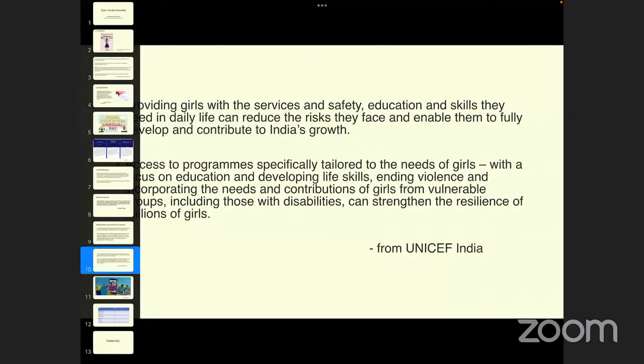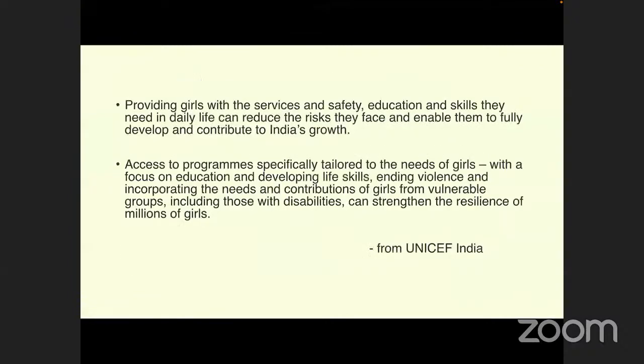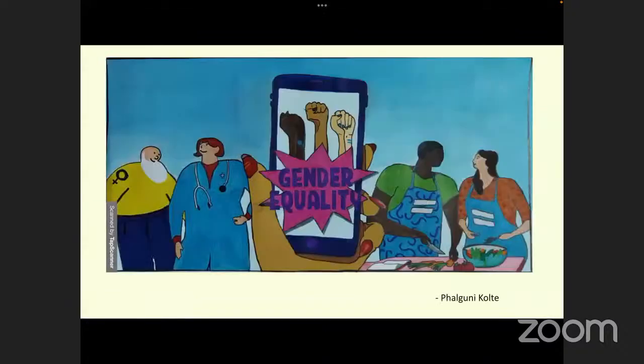So we must provide girls with the necessary services, safety, education and skills that they need in daily life so that we can reduce the risks they face and enable them to fully develop and contribute to the growth of the nation. I would now like to hand over to Anish Mudholkar to further present.